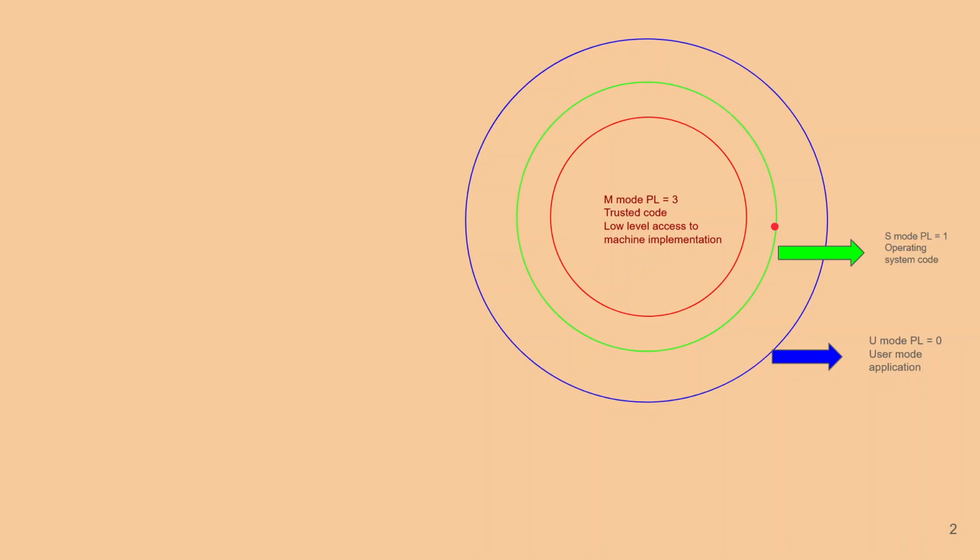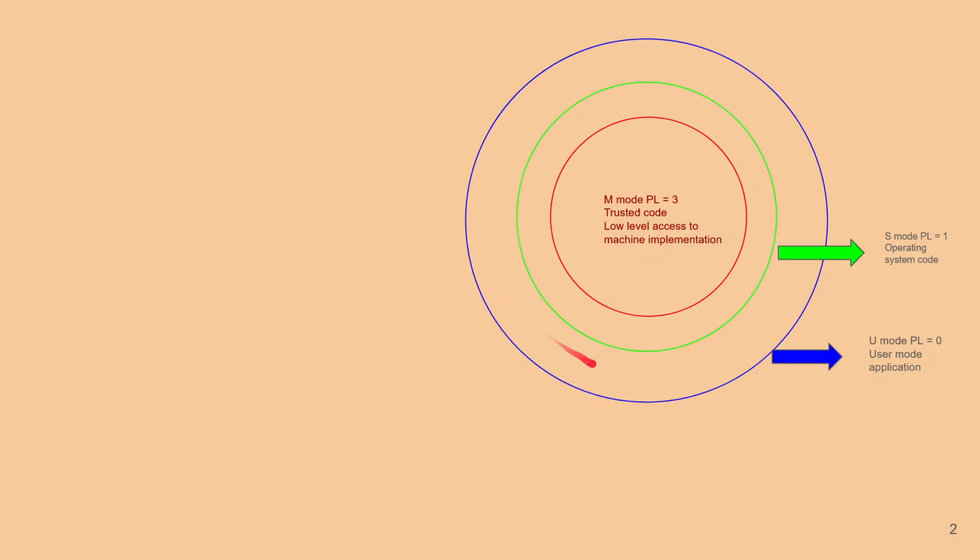The next ring out is the supervisor mode. This is where an operating system kernel typically runs. It has a lot of control, things like managing virtual memory, handling system calls, but it still operates under the rules set by the machine mode. The supervisor mode has a privilege level encoding of 1.